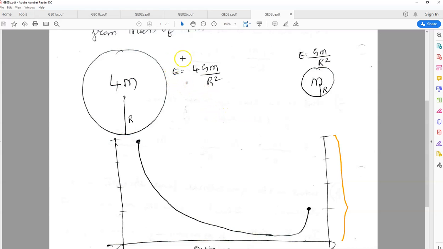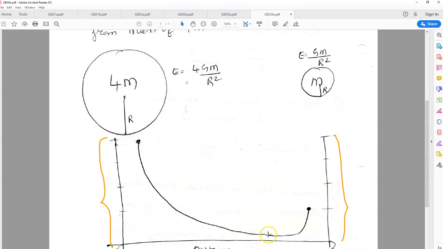If you apply the formula, you get the gravitational field strength E is equal to 4 times GM by r square, whereas here it is GM by r square. Now it's very obvious the gravitational field strength is 4 times more than this. Now if you want to show this in a graph, and remember the shape of the gravitational field, this has got the shape of the inverse square, 1 by r square.